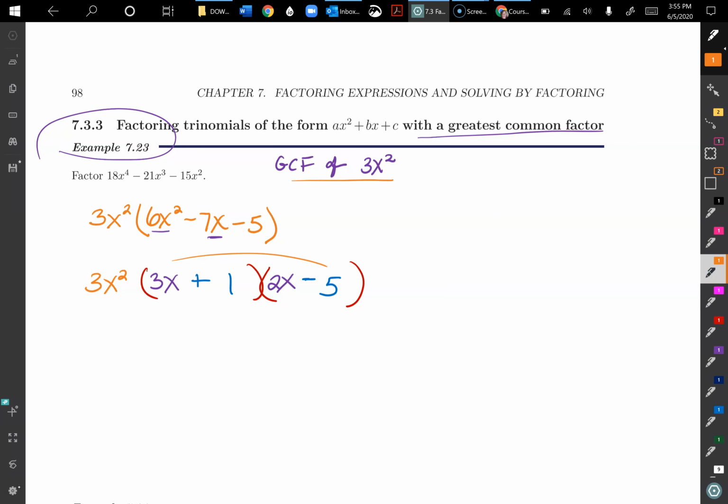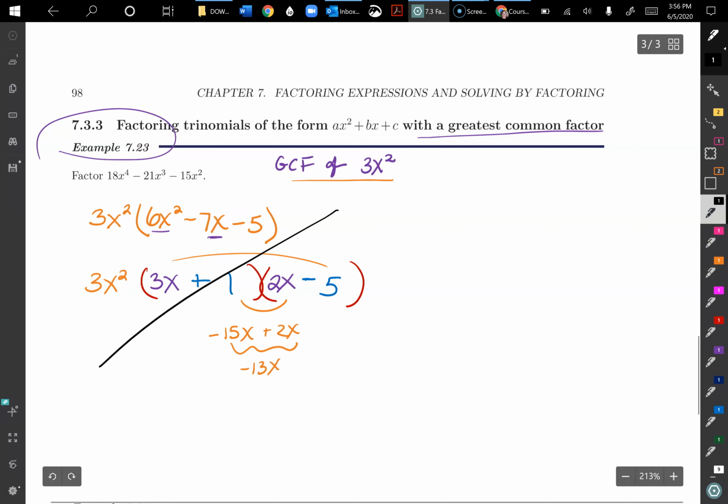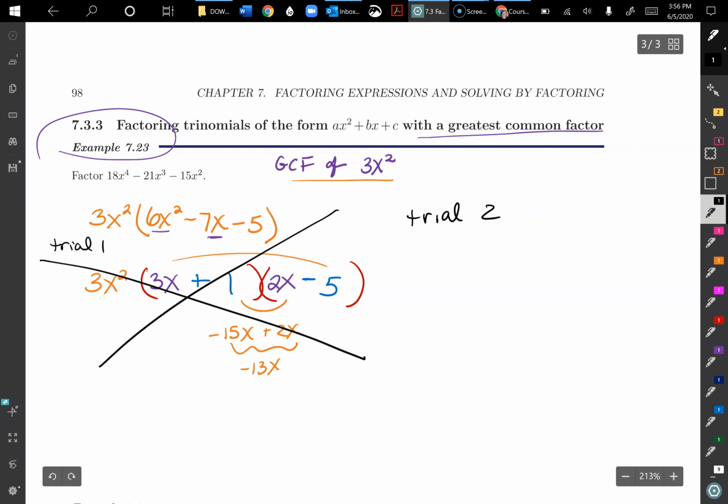So 3x times negative 5 for my middle term would give me a negative 15x. That's my outsides. My insides is plus 2x. So together that adds up to be negative 13x. So that one's a no-go. So no good. So we're going to try trial 2. So you can even label these trial 1, trial 2. So like if I'm grading you on a test, I see some work.